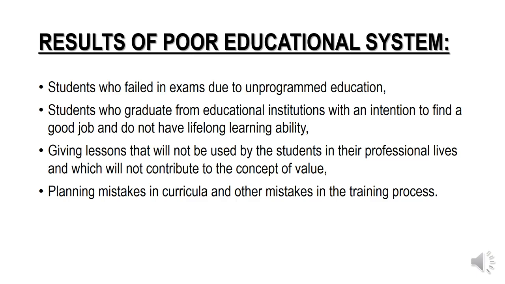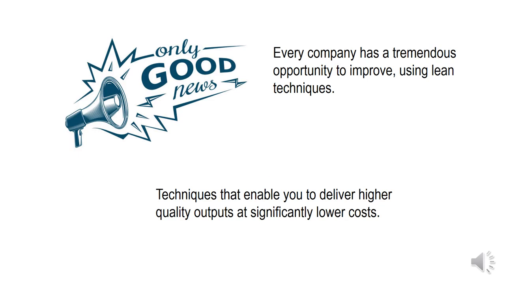So the results of poor educational system are students who failed in exams due to unprogrammed education, students who graduate from educational institutions with an intention to find a good job and do not have lifelong learning ability, giving lessons that will not be used by the students in their professional lives and which will not contribute to the concept of value, planning mistakes in curricula, and other mistakes in training process. So, the good news is, every company has a tremendous opportunity to improve using lean techniques, the techniques that will enable us to deliver higher quality outputs at significantly lower cost.